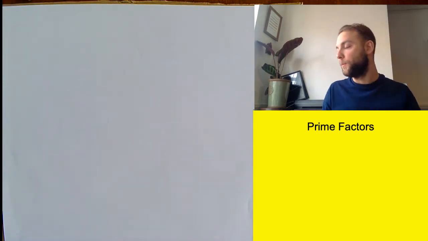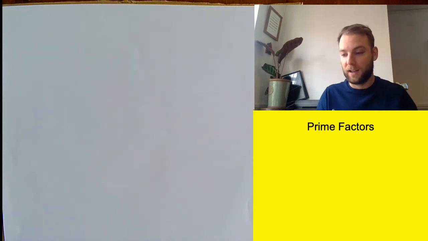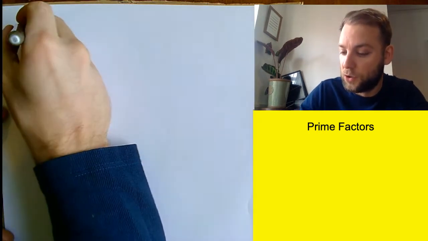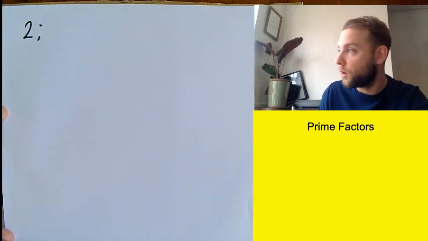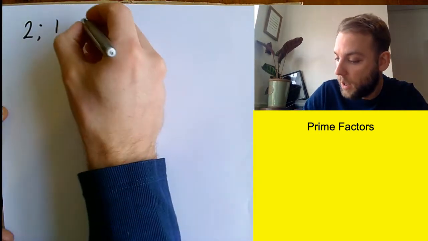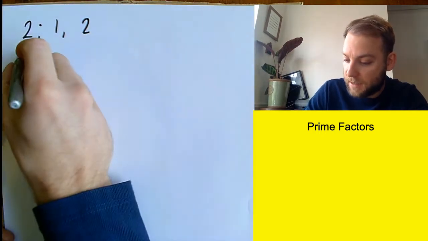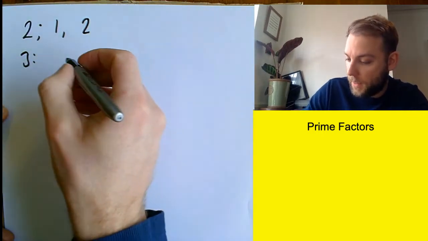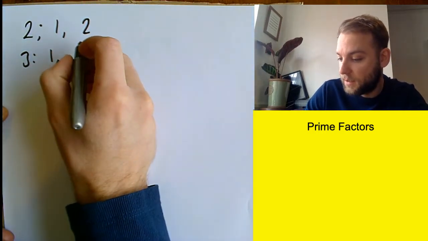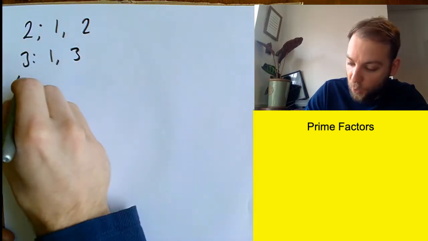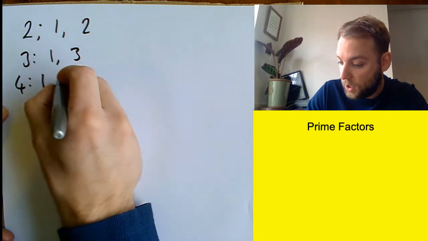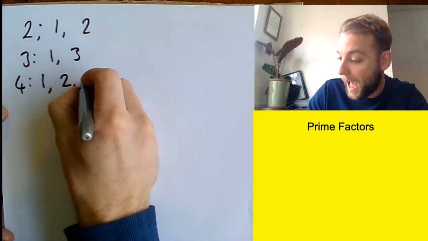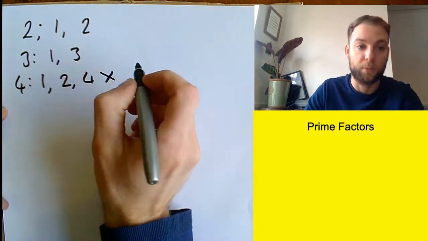So for example, the first prime number is equal to 2 because it's only got two factors. It's only got 1 and 2. The next prime is 3, and the reason for that is it's only got two factors, 1 and 3. 4 is not a prime because it's got 1 as a factor, 2 goes into it, and 4 goes into it as well, so that is not a prime.